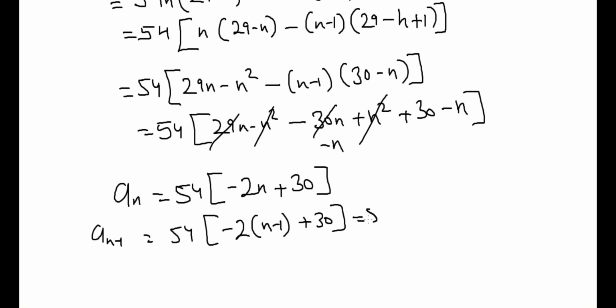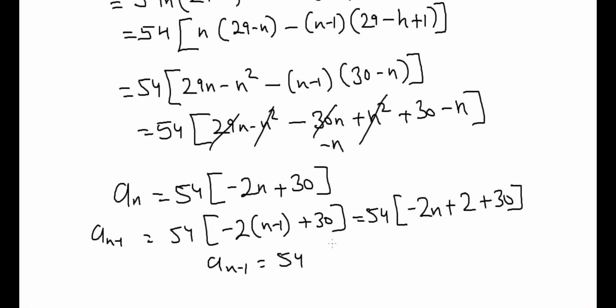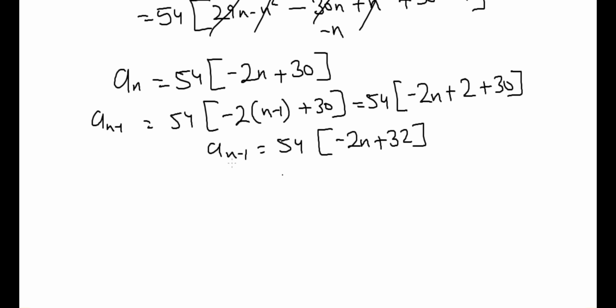So if you solve this, what will you get? Negative 2n, negative 2 times negative 1 is positive 2, and 30. Further simplified, you get 54 times (negative 2n plus 32). Now you have both the things, an and an minus 1. Now you have to prove that an minus an minus 1 is a constant term.